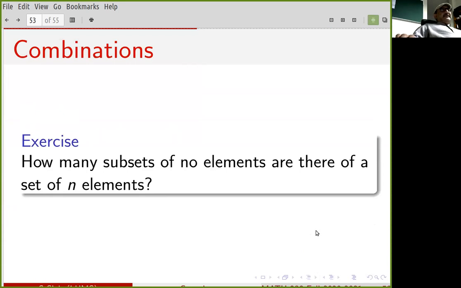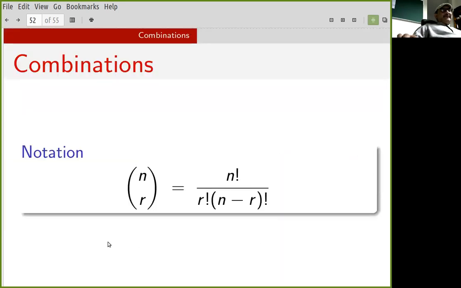How many subsets of no elements are there of a set of n elements? That's a little bit tricky. There's one: the empty set. So n choose 0 is equal to 1. If you come up here and let r be equal to 0, n factorial divided by 0 factorial, divided by n minus 0 factorial, so n factorial divided by n factorial is 1.